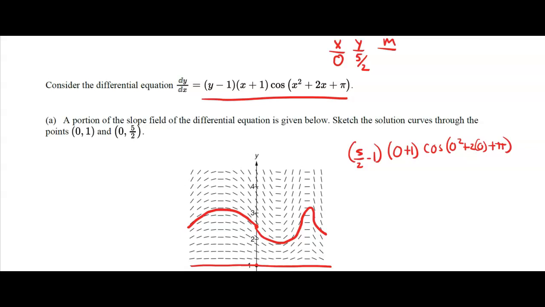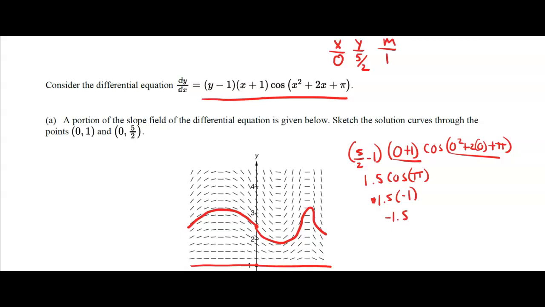All right, so 5/2 is 2.5, minus 1 is 1.5. If you multiply that by 1, you just get 1.5 again. And then this is just going to be cosine of pi, because all the zeros go away. Cosine of pi is -1. Oh, sorry, this negative is not supposed to be there. And then you multiply, and then it becomes -1.5.